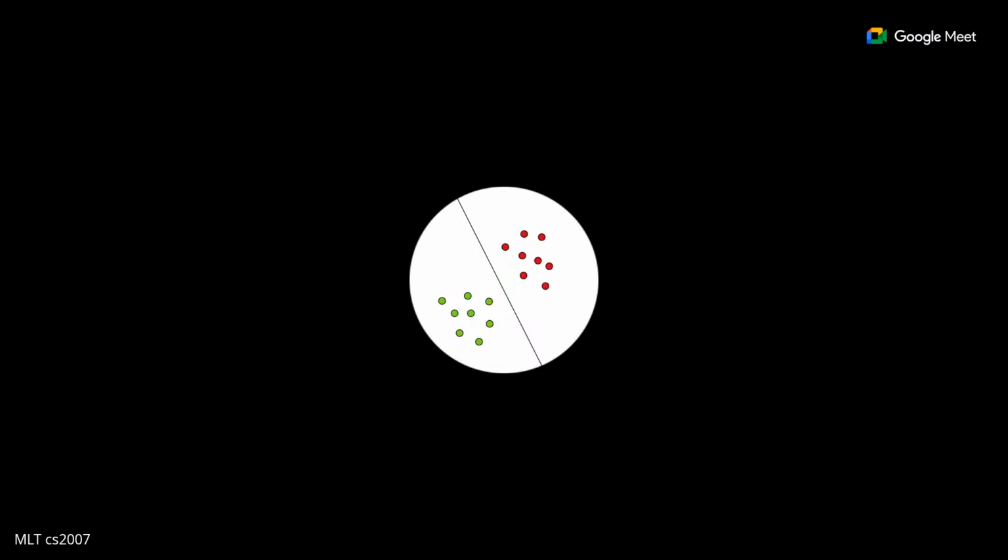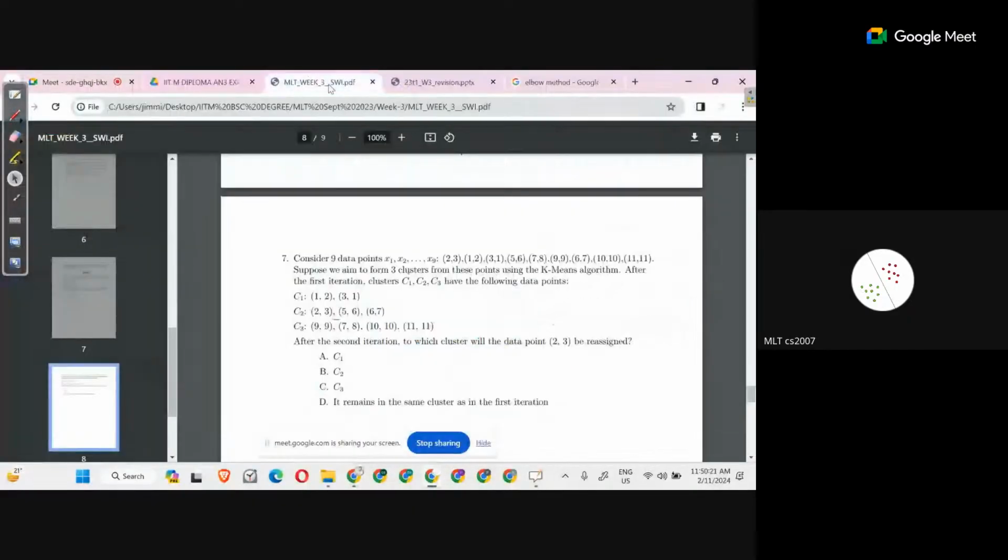Okay, where we were. I hope my screen is visible again, right? Yes, sir. Question 7 says consider 9 data points. So these are the data points. Suppose we aim to form 3 clusters using k-means. After the first iteration, these are the allotments to the different clusters. After the second iteration, to which cluster will the data point 2, 3 be reassigned? In that question we also had to find which point will get reassigned, and here they have already said that 2, 3 will be reassigned. So what would be the cluster center of this one, C1?